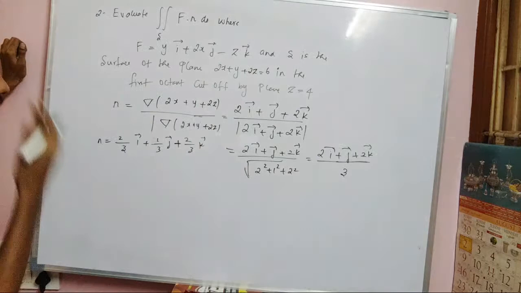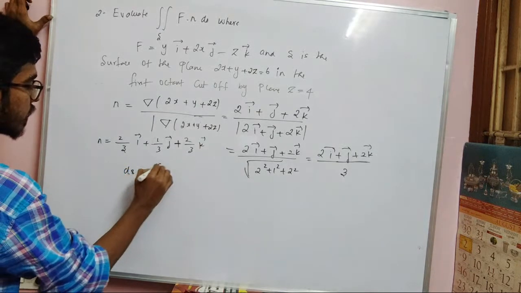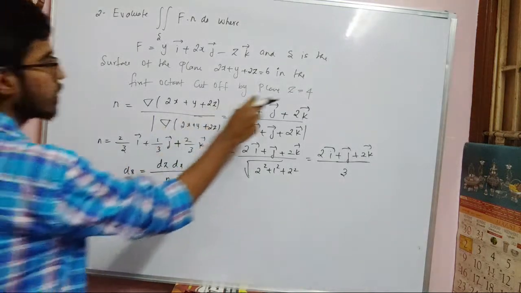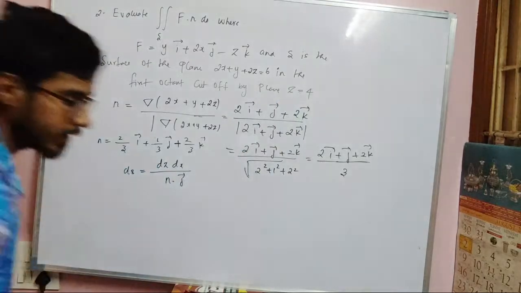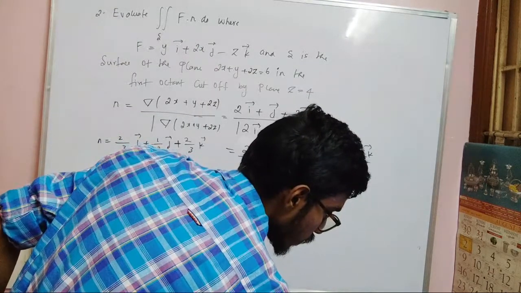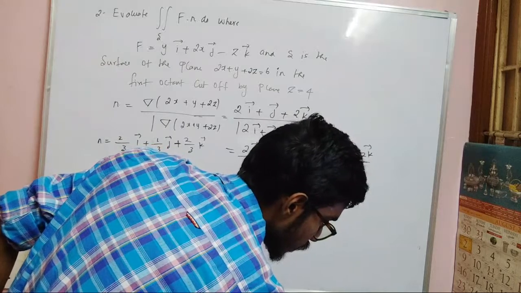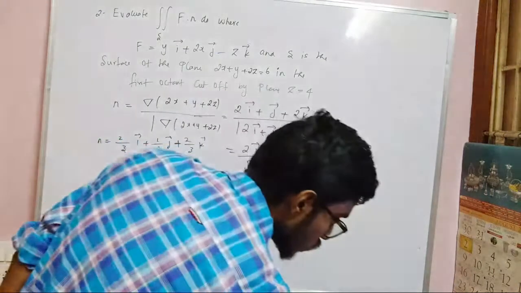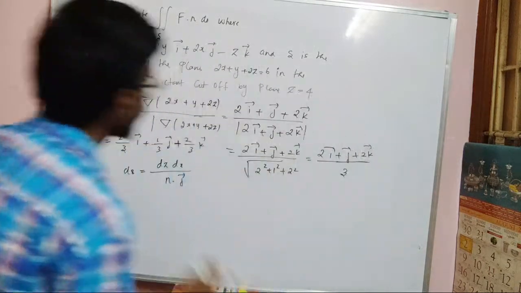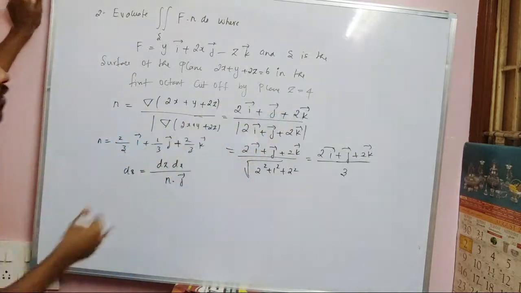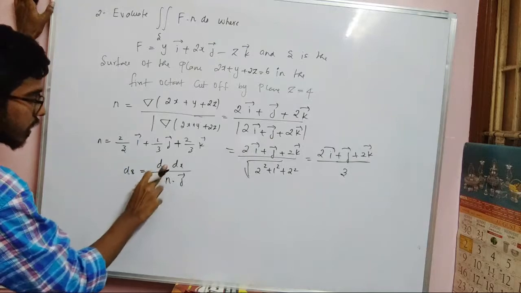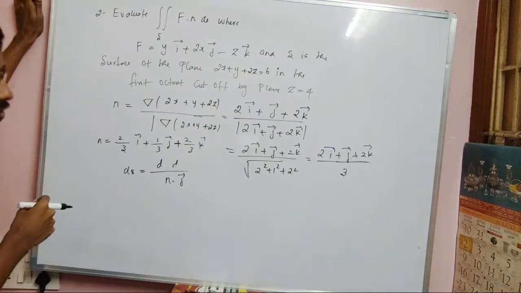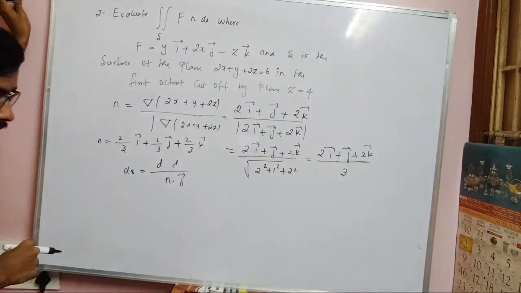Now we need to find dS. Again I am going to choose dS as dz dx by n dot j, because I have one bound, z as 4, cut off by the plane. Because we have only an upper bound and no lower bound, we will not take dz. If we take dz we need a lower bound, so we will choose dx dy.